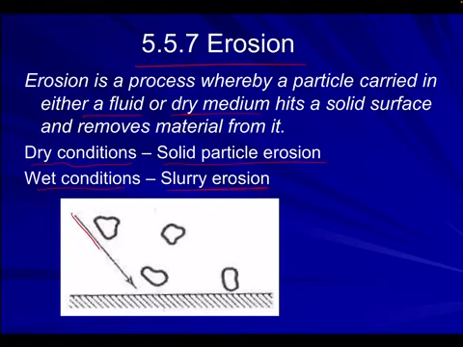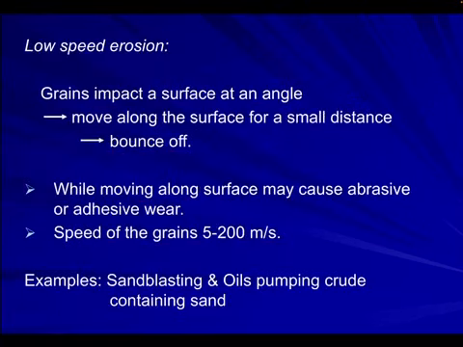So the particles come in at a certain angle and hit the surface, and they may get bounced off, or they carry along the surface. So there are two possibilities: low-speed erosion, where grains impact the surface at an angle and move along the surface for a distance, or they bounce off. While moving along the surface, they may cause abrasive or adhesive wear, and the speed of the grains is typically 5 to 200 meters per second.